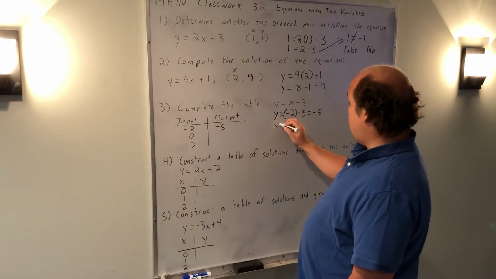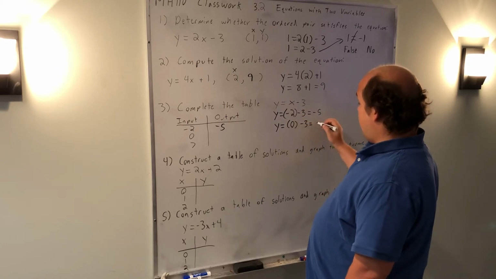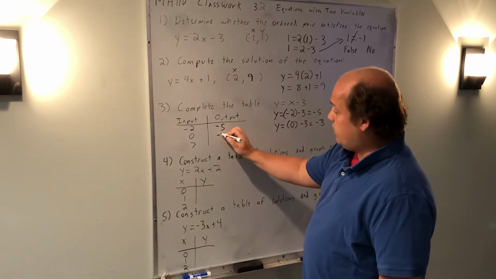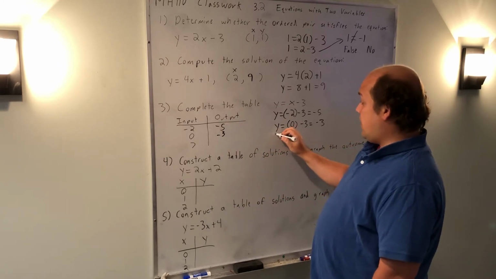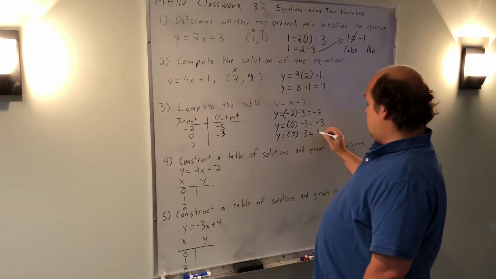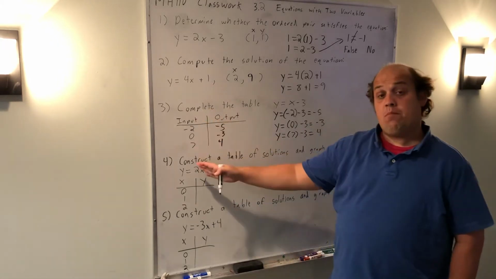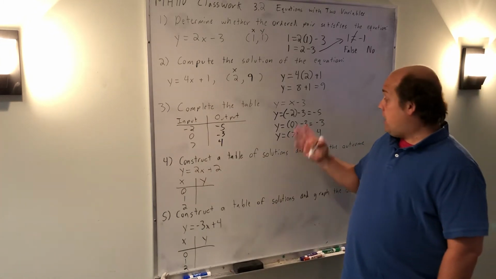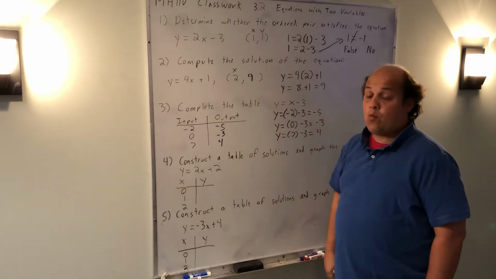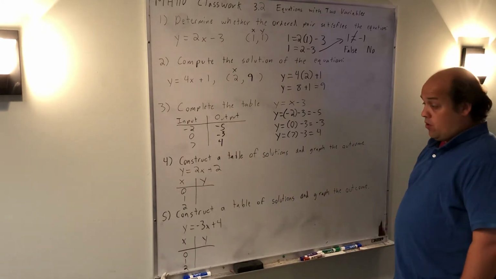For the second one, I'd get y equals 0 minus 3. 0 minus 3 is negative 3. For the last one, I'd get y equals 7 minus 3. 7 minus 3 is 4. So again, I've put in the input wherever I see an x, and I've recorded the output as what I get for y.